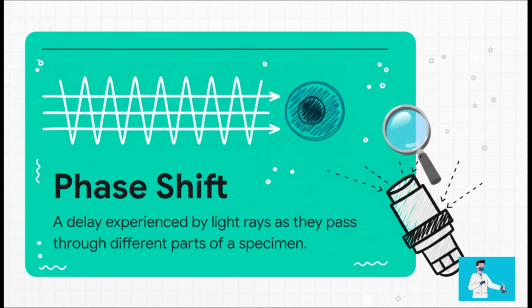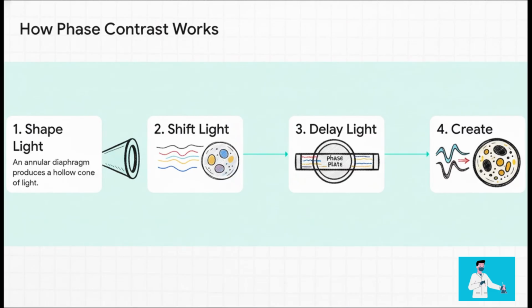So, imagine light waves marching along in perfect step, right? When they pass through denser parts of a cell, like the nucleus, they get slowed down just a tiny bit. They fall out of step with the other waves. Now, our eyes can't see this tiny timing difference, this phase shift, but a special kind of microscope sure can. So, how does this magic actually build an image?